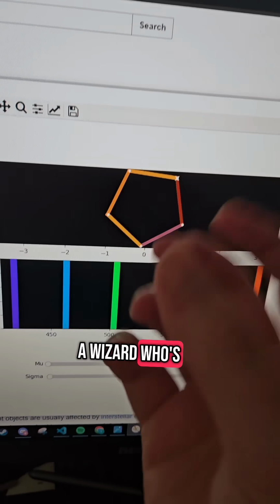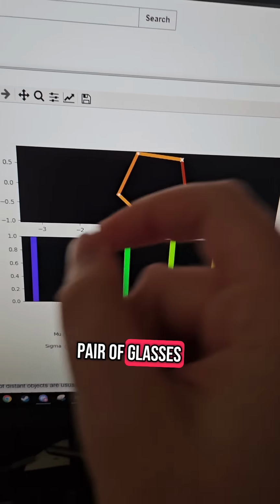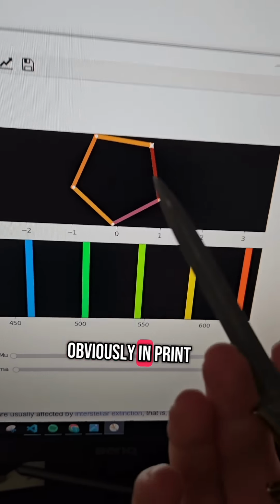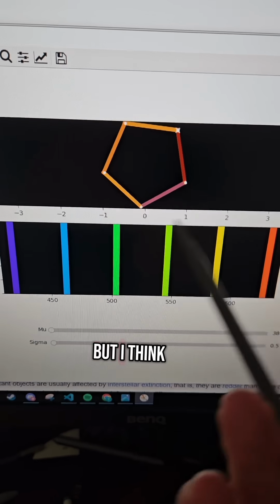I think this could be really cool. Can you imagine a wizard who's got a glowing spell book and a special pair of glasses? You need to be able to read it. Obviously in print this is a little bit more difficult, but I think it's quite cool.